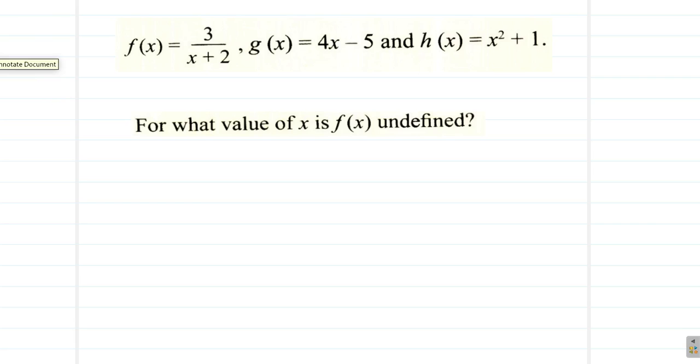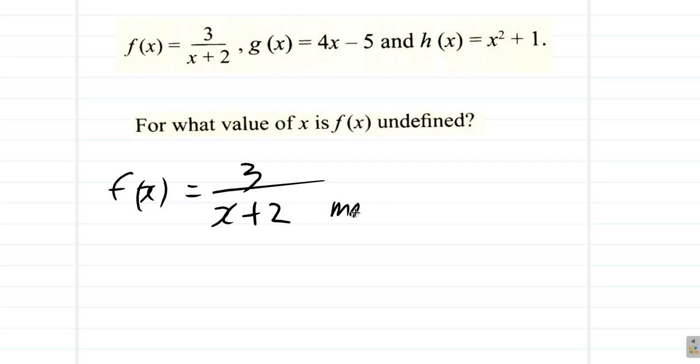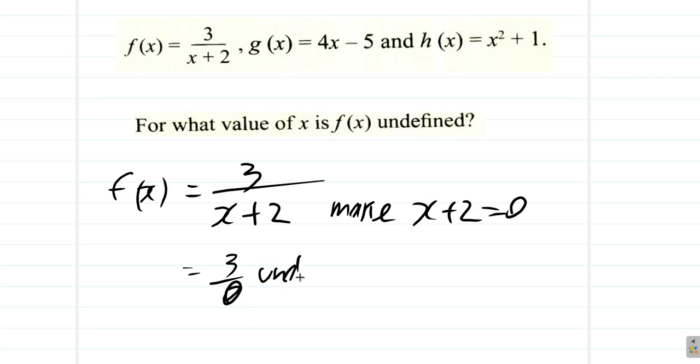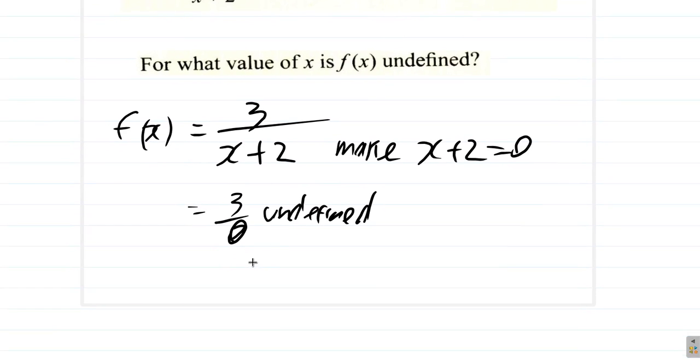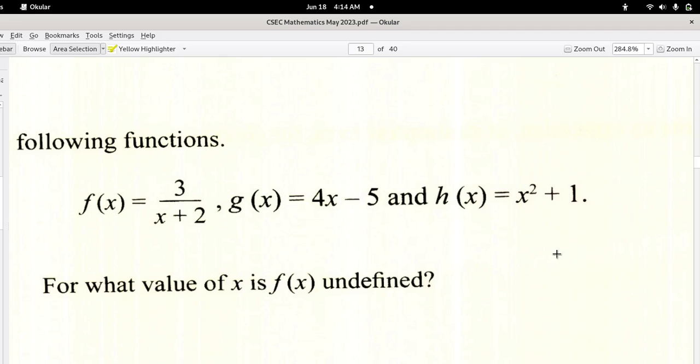Now, for f of x equals 3 over x plus 2 to be undefined, you're going to make x plus 2 be equal to 0. So you have 3 over 0. That would be undefined. So what would x have to be? The value of x for which f of x is undefined. Well, in this case, if x plus 2 is 0, then x would be negative 2. See that?